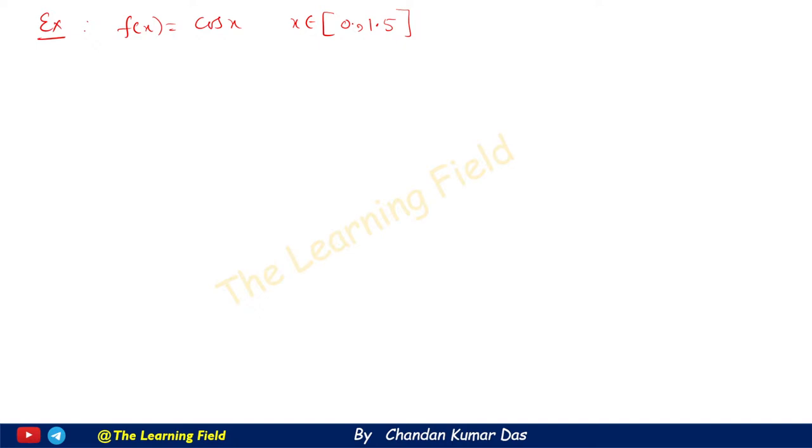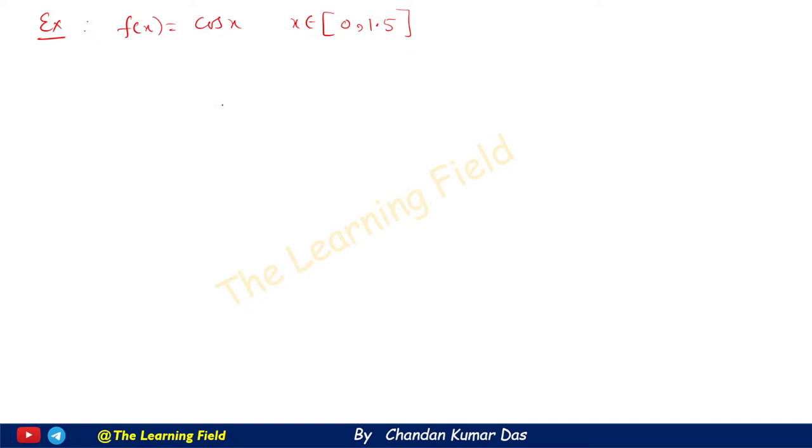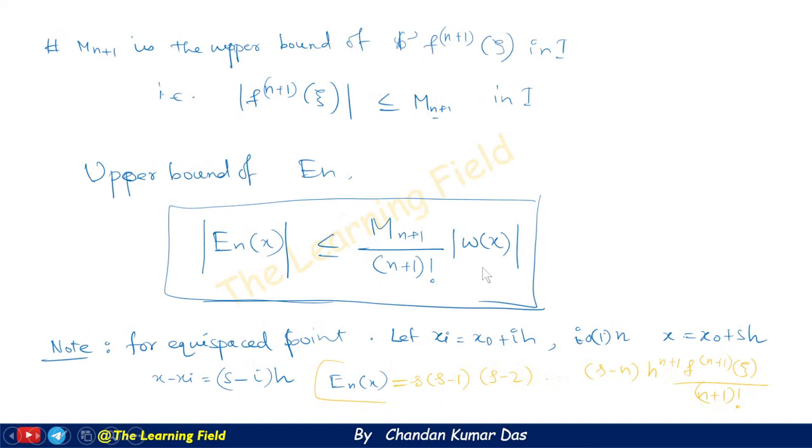These three are the formulas: this is for linear, this is for quadratic and this is cubic. That means we have to calculate the derivatives, f dash, and so on, for this formula.